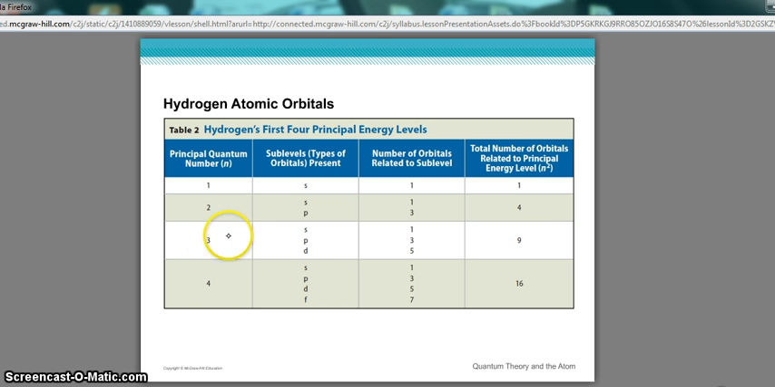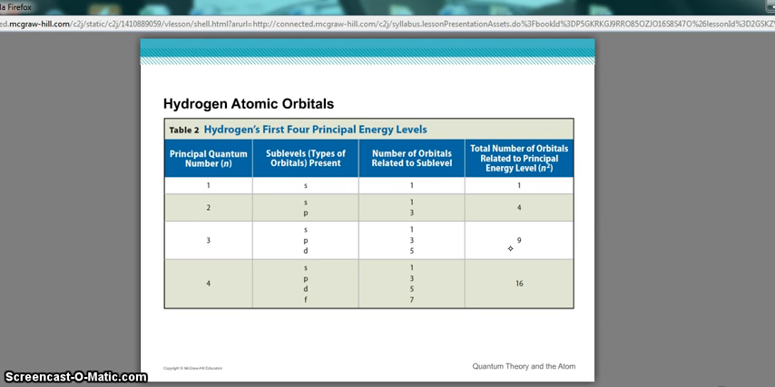The third energy level has 3 sublevels, S, P, and D. The S has 1 space, the P has 3, the D has 5 spaces. So in the third energy level, there are actually 9 spaces for electrons to be found. So you can kind of see the pattern that's developing.